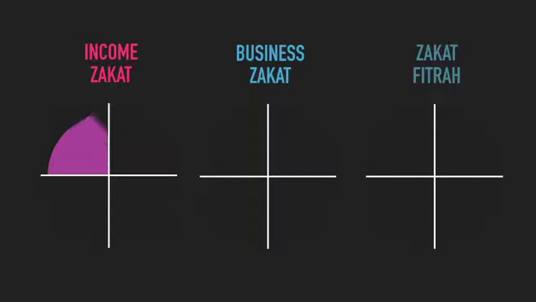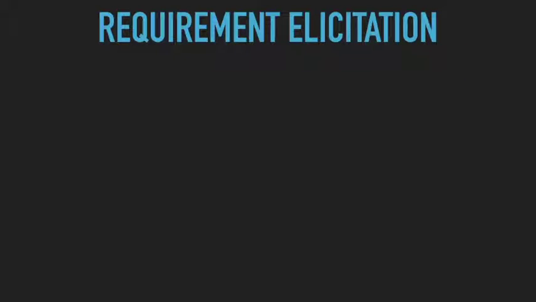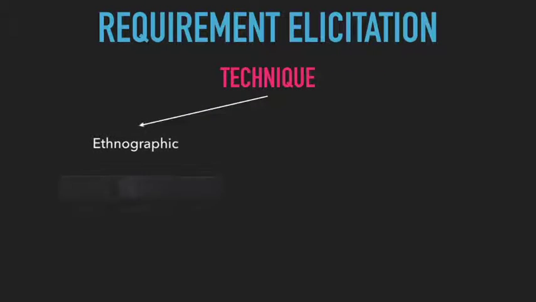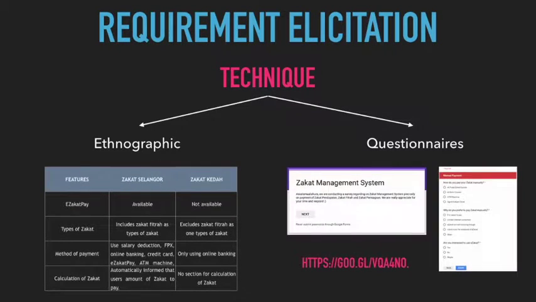During the requirement elicitation, our stakeholders would be customer, admin, developer, and client. In this phase, we wanted to find out what the stakeholders need, domain knowledge, regulation, and existing system. Our techniques are ethnographics and questionnaire. In ethnographics, we compare existing systems, which we have chosen Zakat Selangor and also Zakat Kedah.